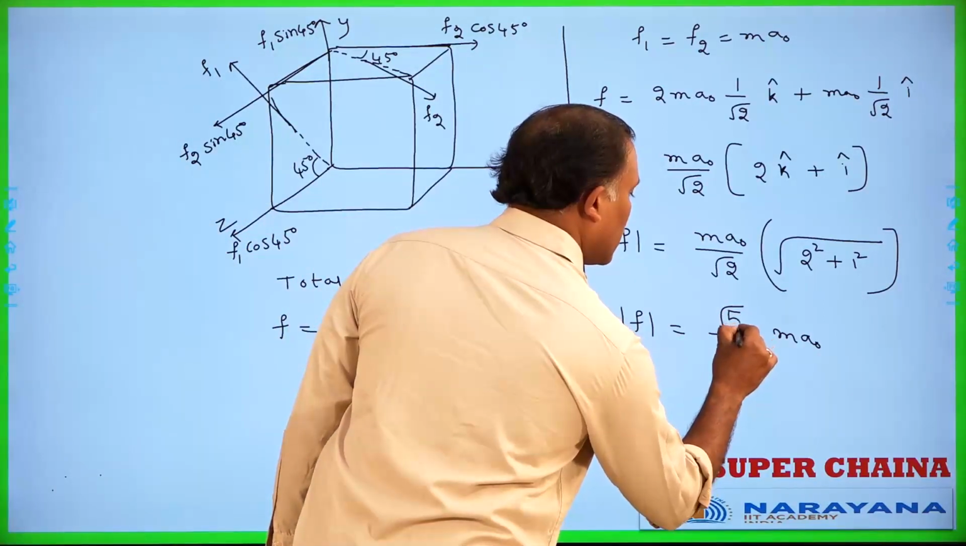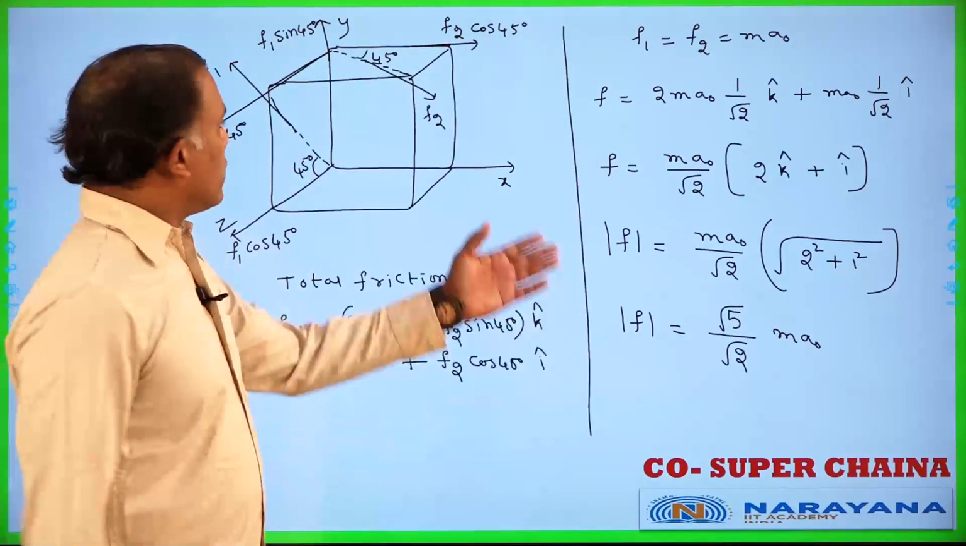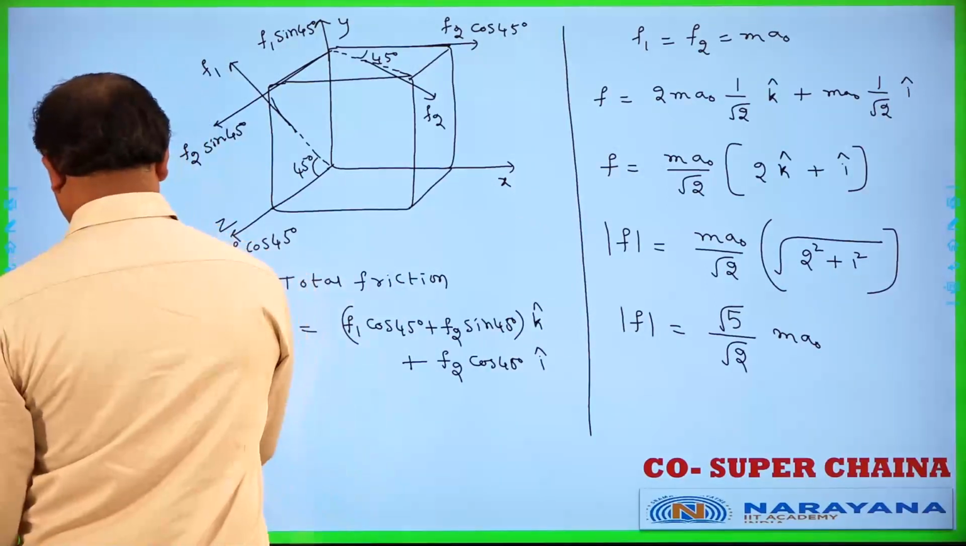Root 5 by root 2 m a0, that is the frictional force value for that question.